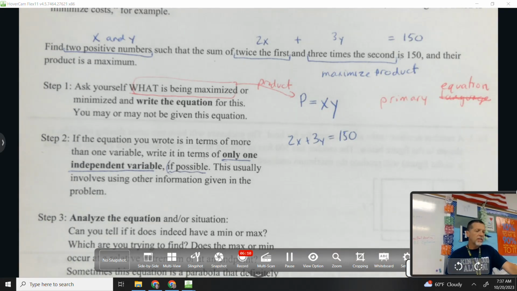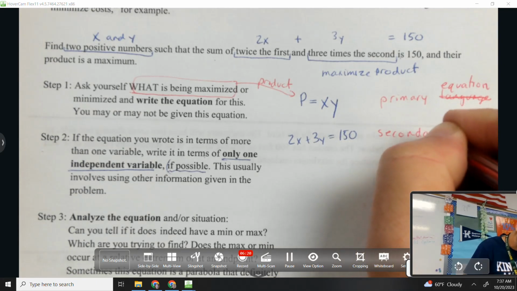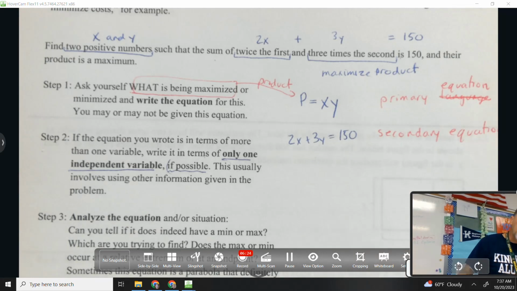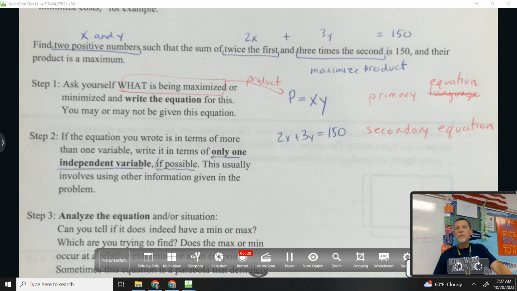So let's use that to help us solve this problem. And since it's kind of the helper equation, we call it the secondary equation. So I'm not going to be taking the derivative of that, but it's going to be helping me. It's the helper equation.